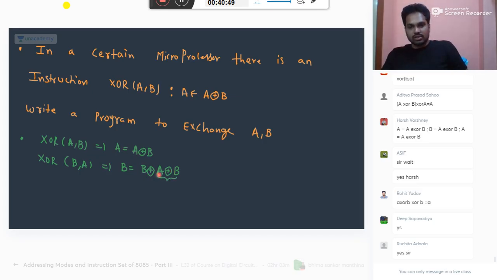Then do another XOR of A, B. Then what are your A contents? A XOR B, XOR with B. These two are to be XORed. What is A XOR B XOR with A? Now A XOR with A. One minute.